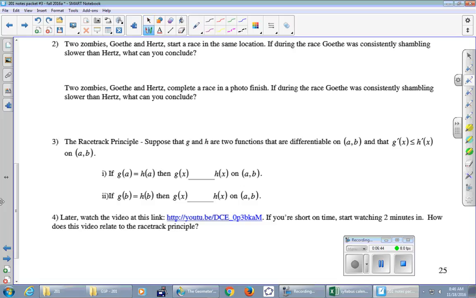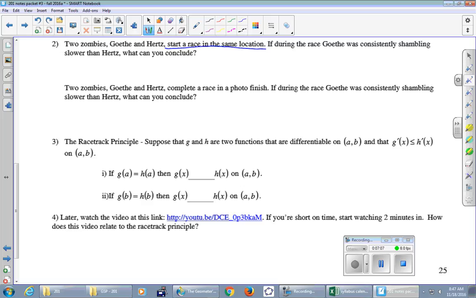Okay, so let's think about this. They start in the same exact location, and Goethe was slower at every moment in time. So what does that mean about their locations relative to each other? Right, and what is Goethe doing the whole race, winning or losing? Losing, right? Because they start equal, but Goethe is slower the whole time.